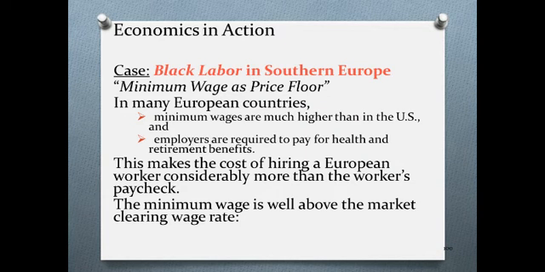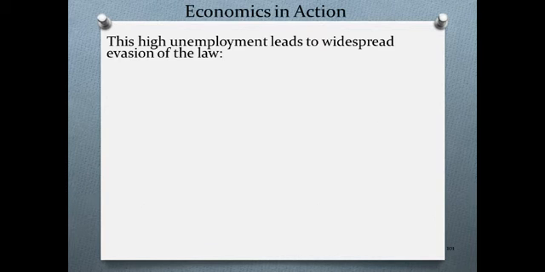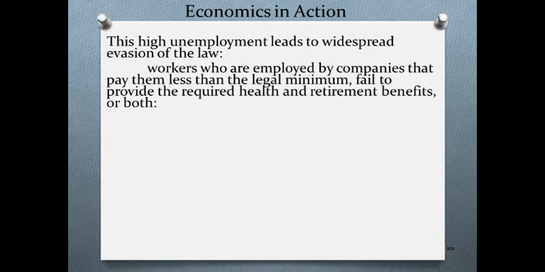Minimum wage is well above the market clearing wage rate. This results in unemployment, ladies and gentlemen, because there's only a certain amount of money to go around that businesses can spend on labor. If they have to spend a larger percentage of it, they're going to hire less labor. That's just simple mathematics. It's just basic addition and subtraction, folks. So high unemployment leads to widespread evasion of the law. Workers who are employed by companies that pay them less than the legal minimum fail to receive the required health and retirement benefits, or both.